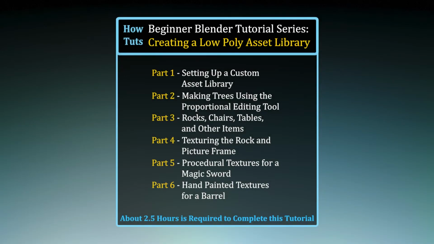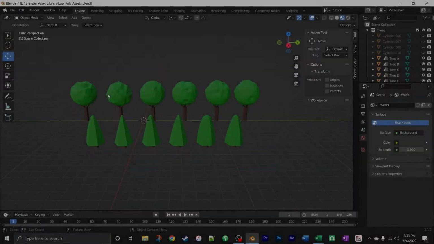Okay, so here we are in episode 3. In the previous episode, we made this set of low poly trees and added some basic materials to them. In this episode, we are going to make some basic furniture and other objects and learn a few new modeling techniques. So we're not going to need the trees.